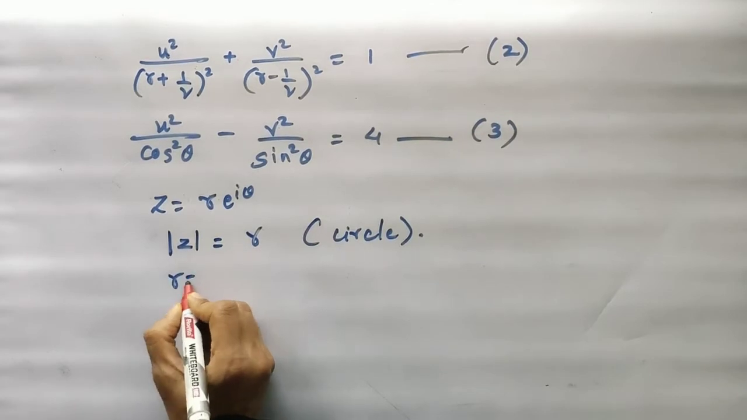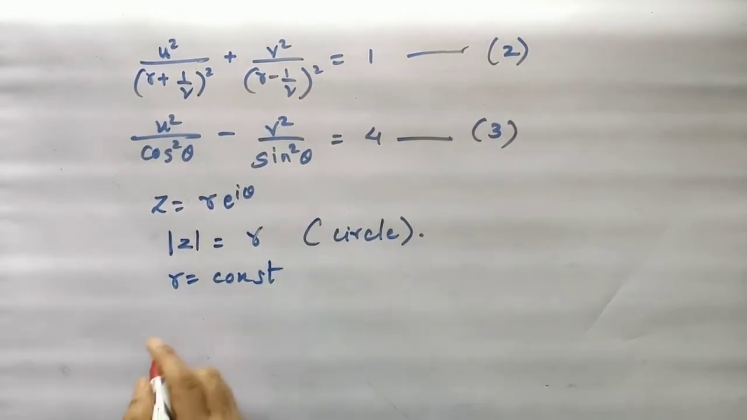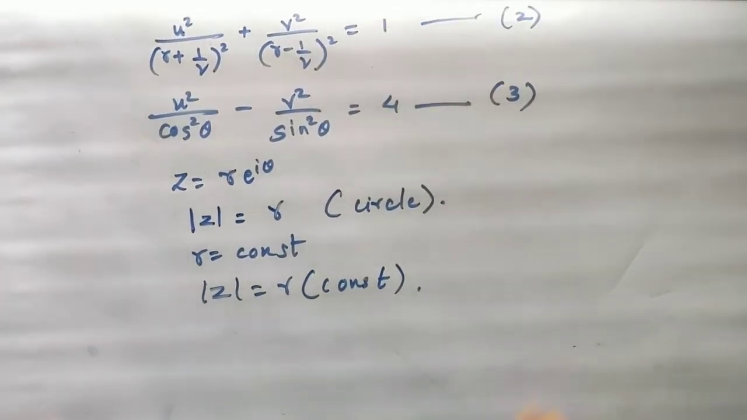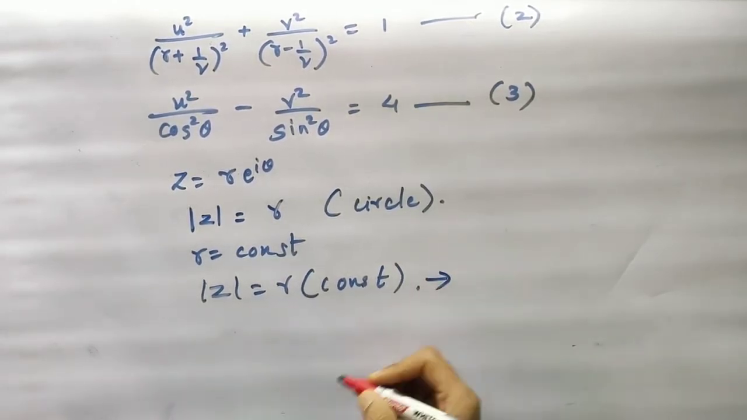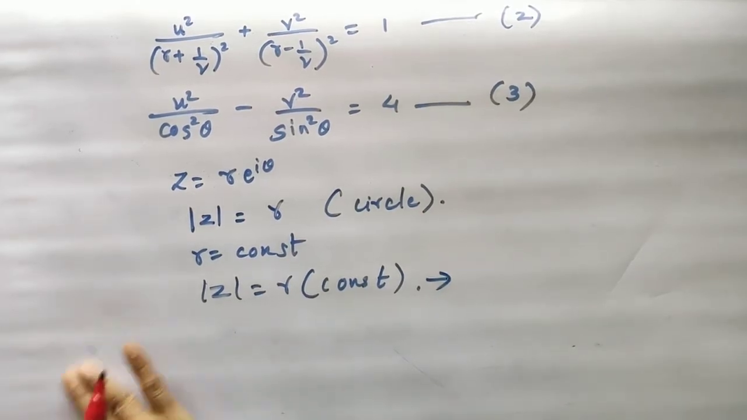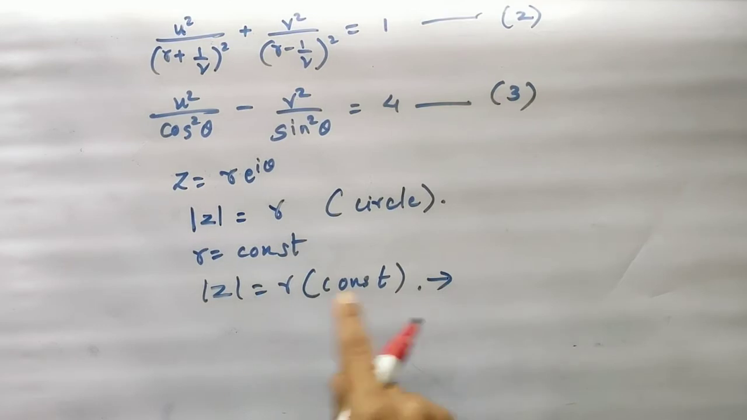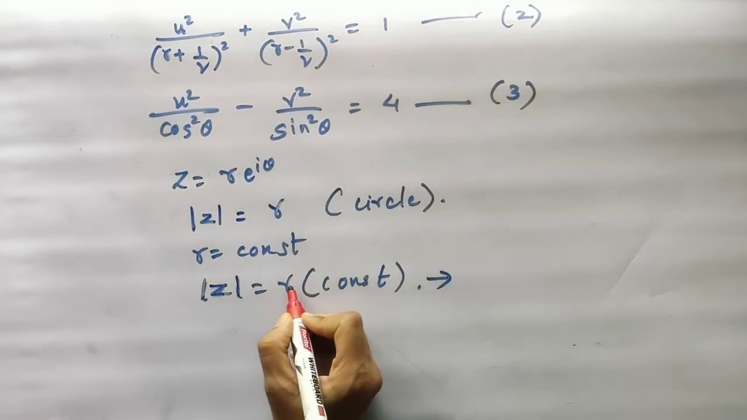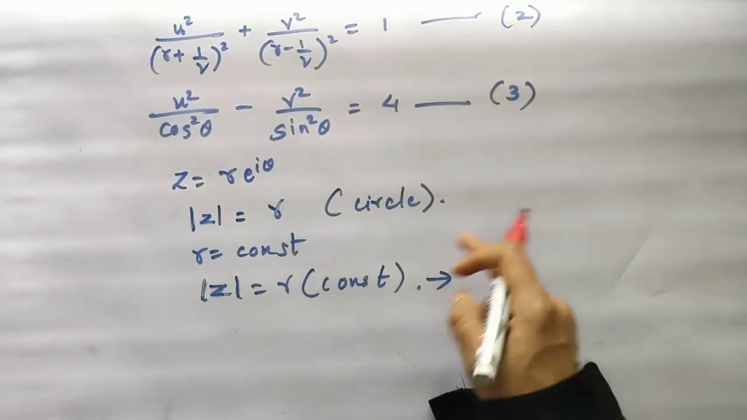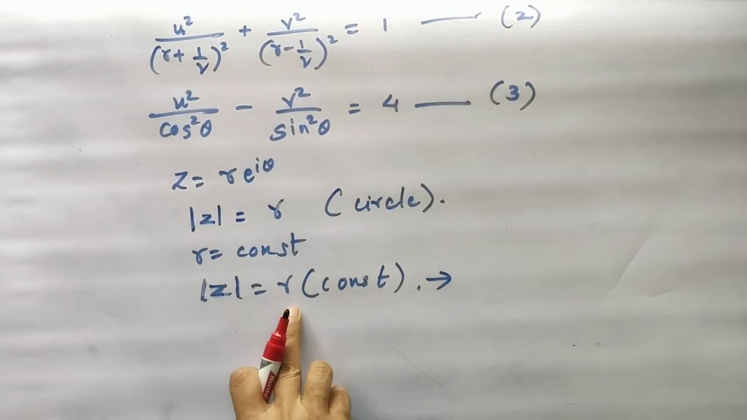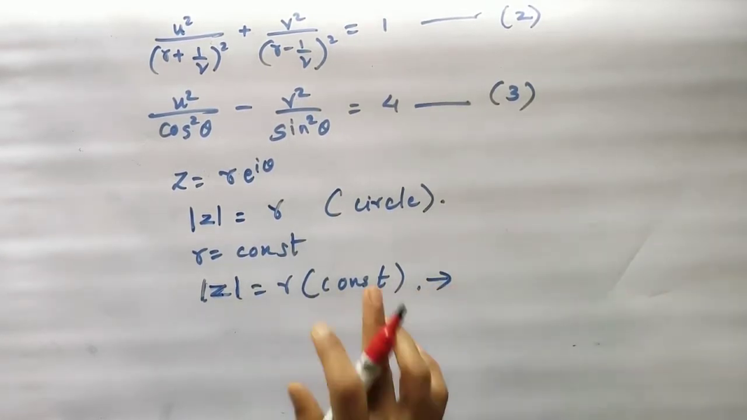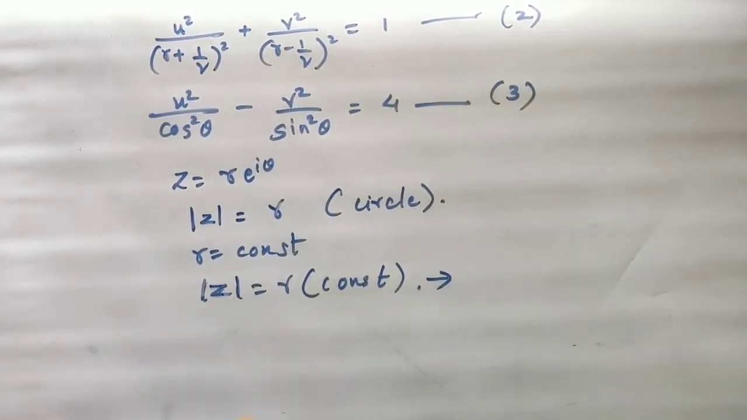And if r is constant, mod z will be equal to r, and that is constant. If that is constant, then what will happen? This is again a circle with constant radius, that's it, meaning one single circle. Radius will always be a constant for a circle, but you have one single circle. If r is equal to constant, it will be one single circle with center as the origin and not a family of circles. You cannot change it. You have one single circle with center as the origin and radius r units. This is r is equal to a constant value.